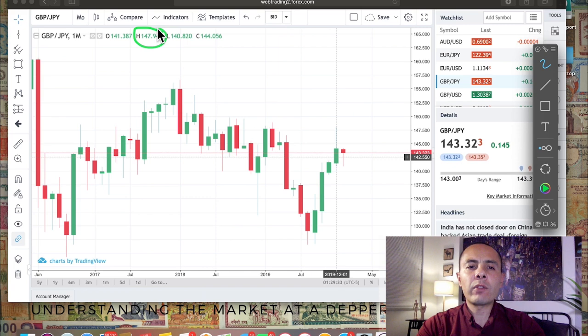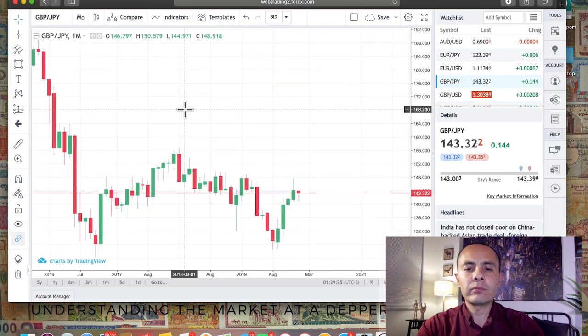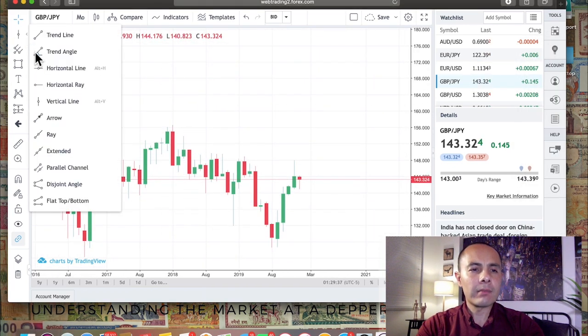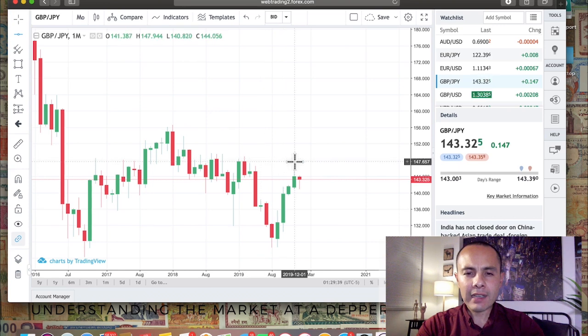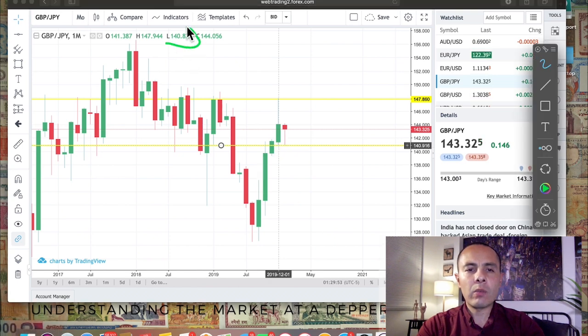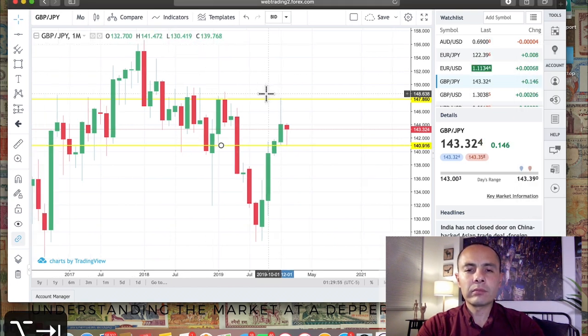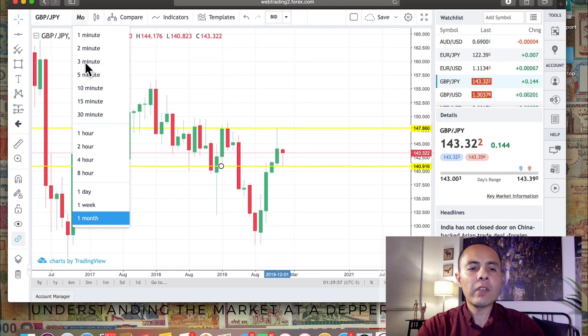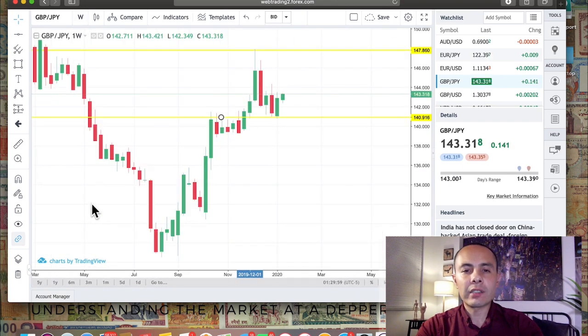The high is 147.94. So I'm going to grab my horizontal line, and I'm going to draw that level. And I like to use the color yellow for the monthly levels. And the low should be around there. The low is right here, 140.82. Perfect. Now we're going to move in closer to the weekly chart.